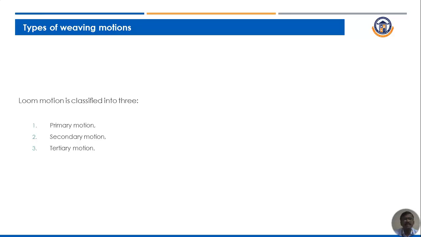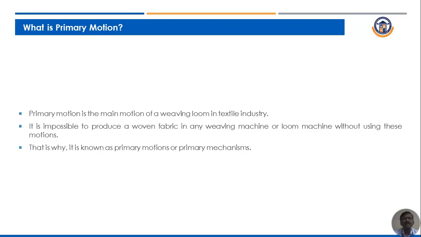It may be needed, it is not a compulsory part. But the primary action is much more needed. What is meant by primary motion? Primary motion is the main motion of a weaving machine in the textile industry. It is impossible to produce a woven fabric in any weaving machine without it. That's why it is known as primary motion or primary mechanism.